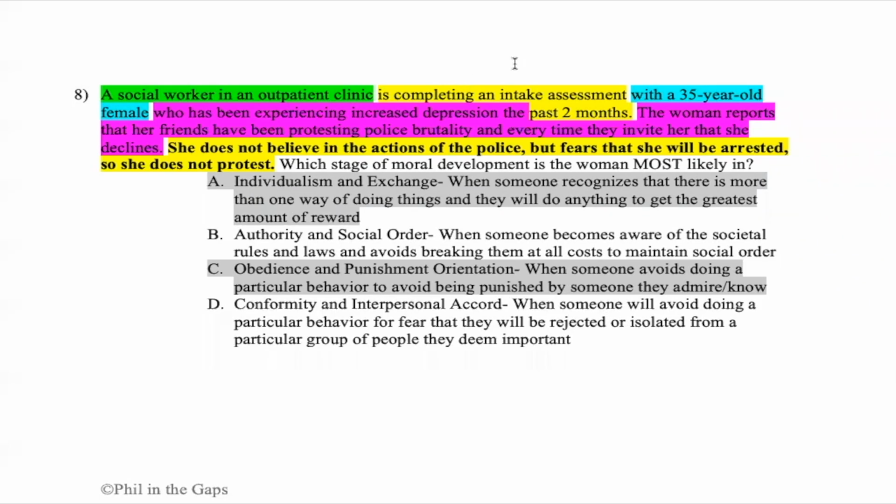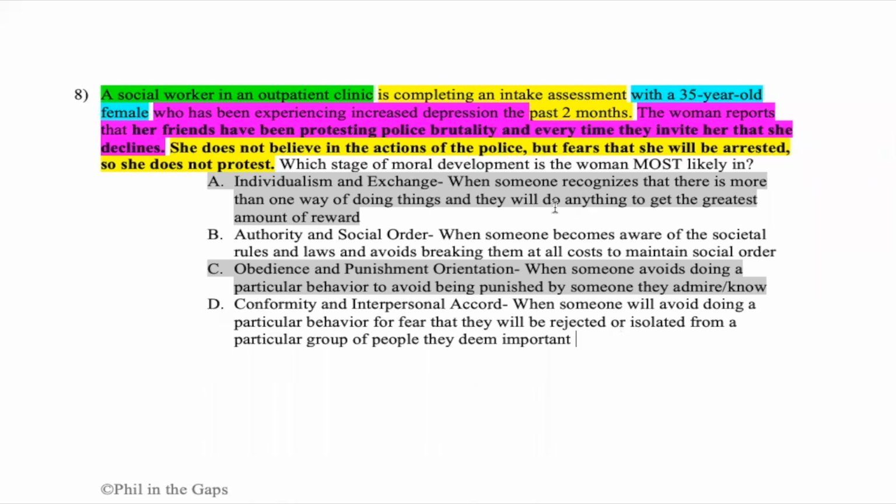We're in an outpatient clinic, intake assessment, 35-year-old female. She's been having increased depression. She reports that her friends have been protesting, and every time she declines. Conformity and interpersonal accord is where she would go, regardless of whether she wanted to or not. B, authority and social order: she's going to avoid going to avoid being arrested.